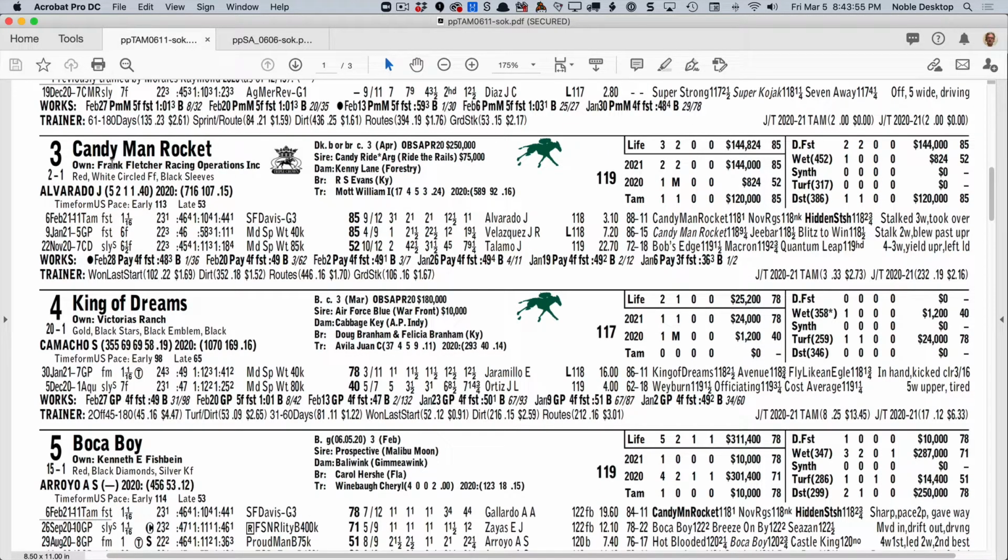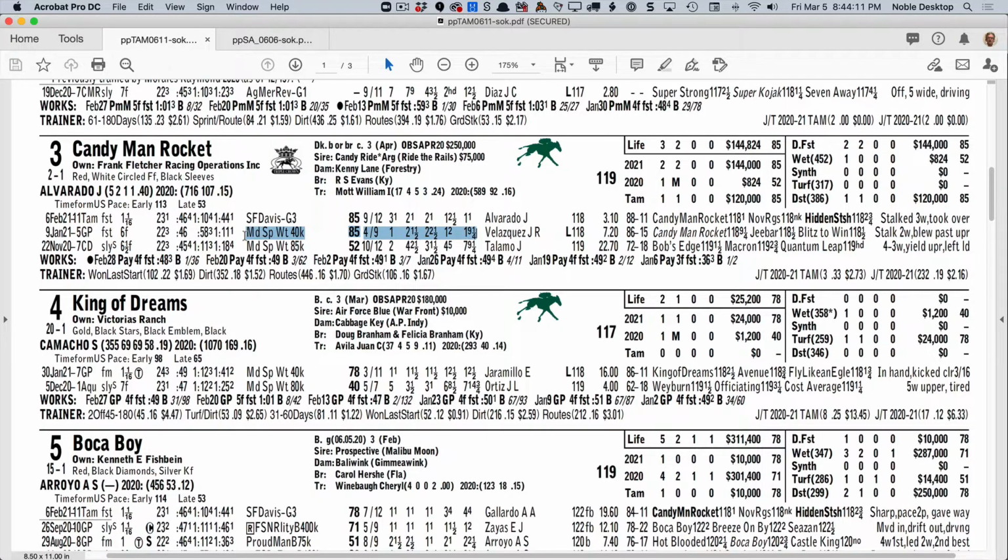The 3, Candyman Rocket, ran an 85 in his last race and an 85 in the race before. And those are 2 of the highest numbers in this race. They are actually the 2 highest numbers. And he won both those races.